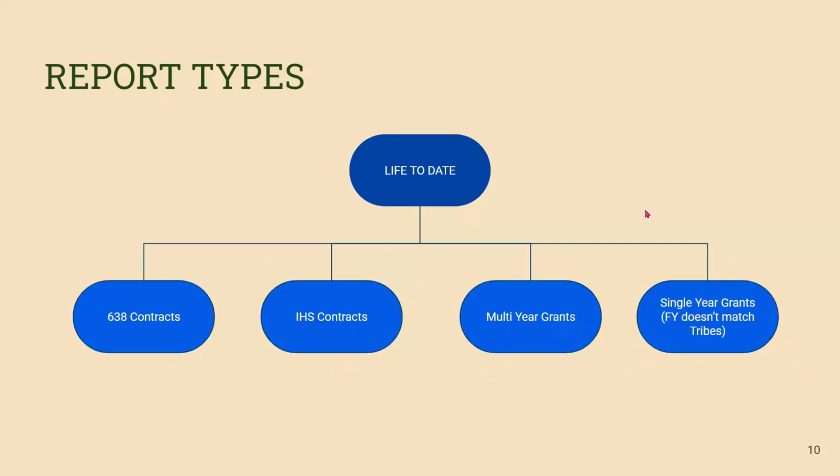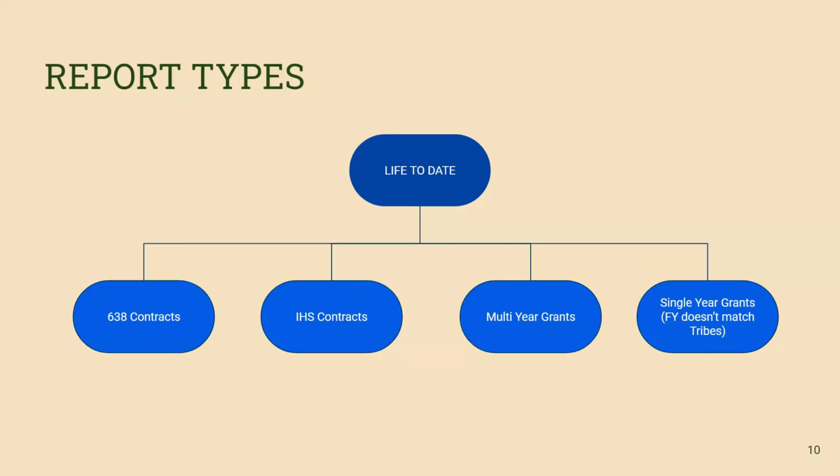For life-to-date reports, 638 contracts, IHS contracts, multi-year grants, and single-year grants where the fiscal year doesn't match the tribe's. Like in the examples I gave earlier for Head Starts that run April to March, we're using a life-to-date report because the life-to-date report does exactly that. It grabs the activity for the life of that funding source.